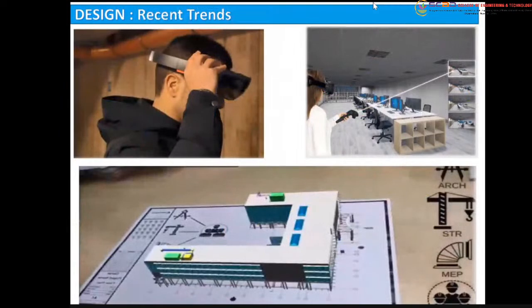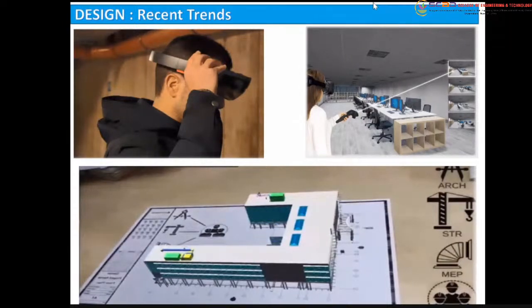Now this is the future, the next generation trending now. We got this demonstrated; these are recent trends in this field of design. This is the technology which has come, and most of the companies have not started using it, but they have started to think about how it benefits the industry.